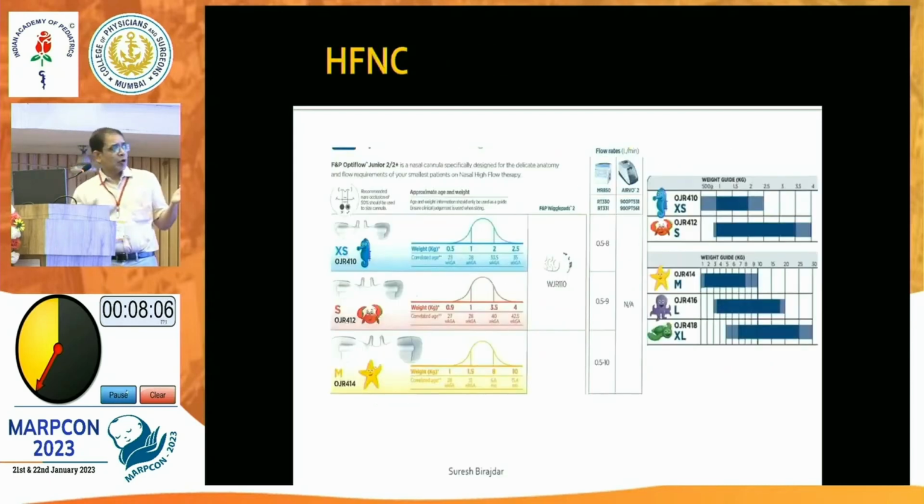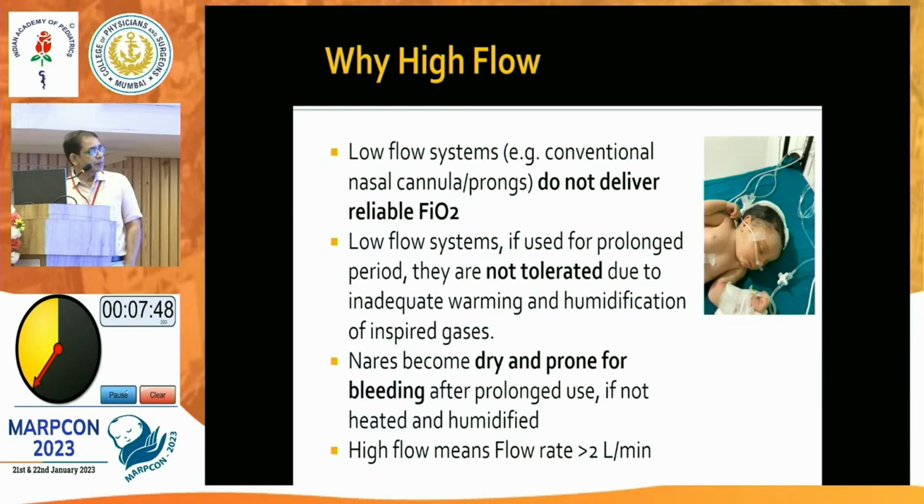So this is one commonly used OptiFlow system, where you can see in the flow rates column, you can use flow rates between 0.5 to 8 liters. But as I said, when you are using it for high flow, we start with 2 liters or more and then go up to 8 liters per minute.